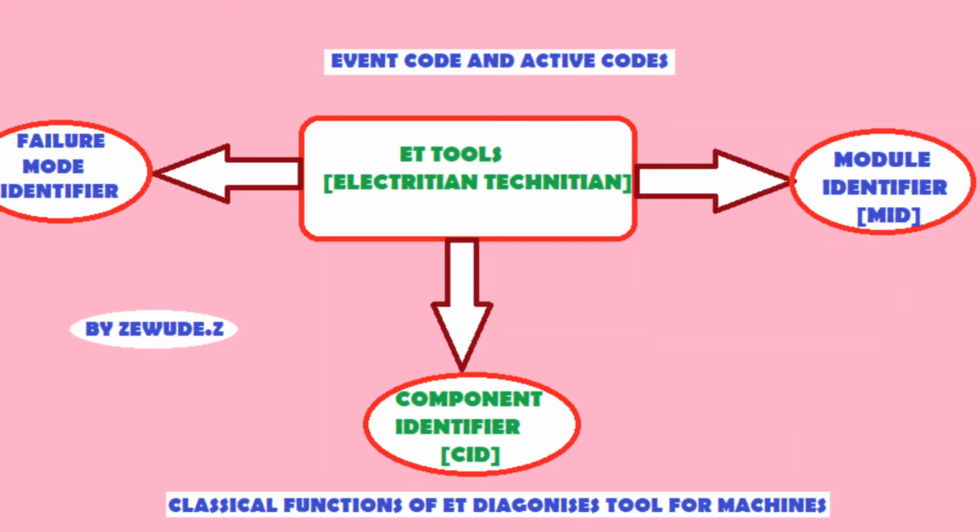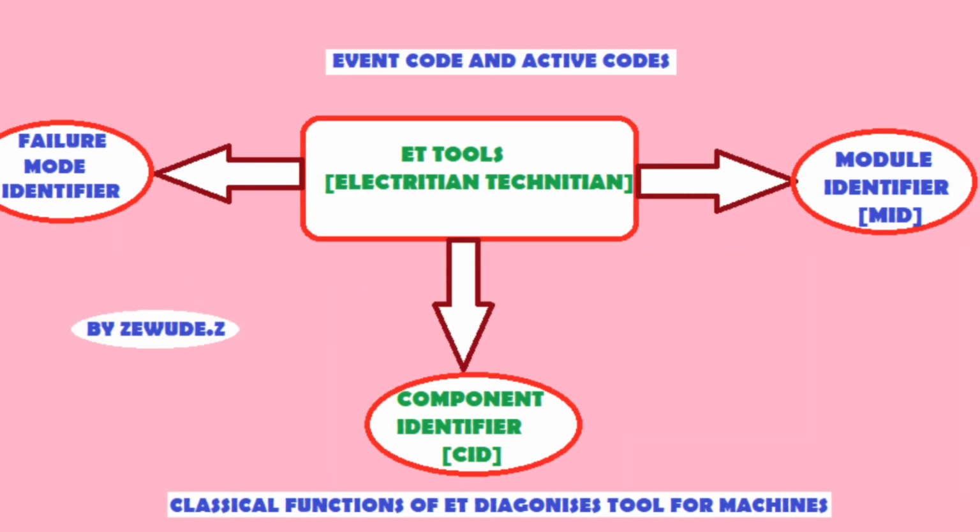So these three important points, component identification, modular identification, and failure mode identification, are the three important parameters mostly in the machine diagnosis tools, once you have connected your machine with your diagnosis tool, which means a communication adapter, data link, and your personal computer with the software installed. So these are, by the way, the most important and typical parameters.